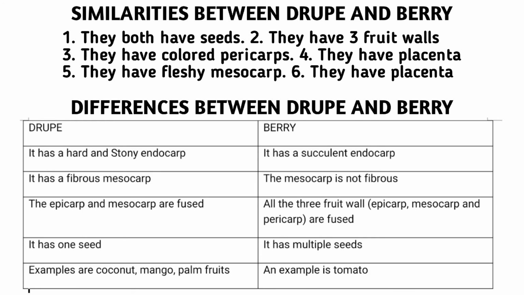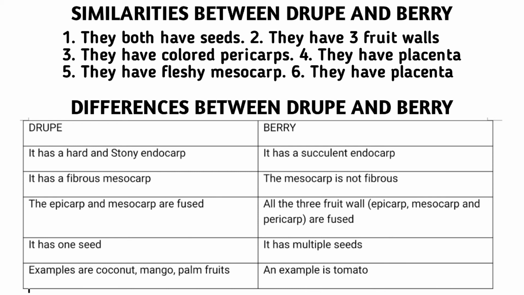Then they could tell us to find the differences between, let's say, specimen K and specimen N. Specimen K is tomato, and specimen N is palm fruit. So this table will help us. The drupe is the palm fruit, and the berry is the tomato fruit.